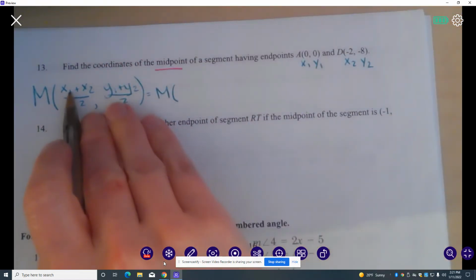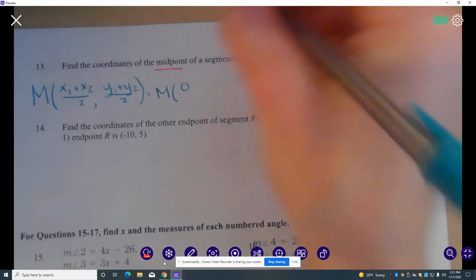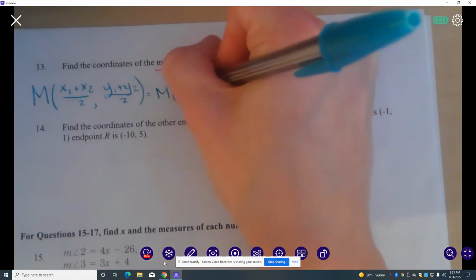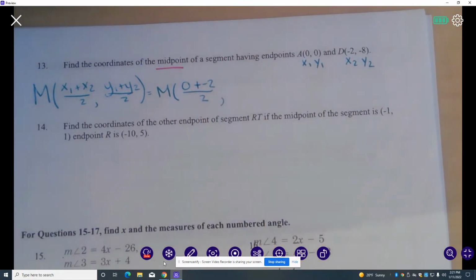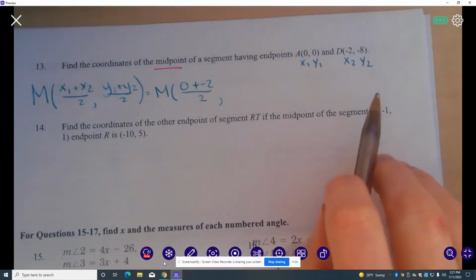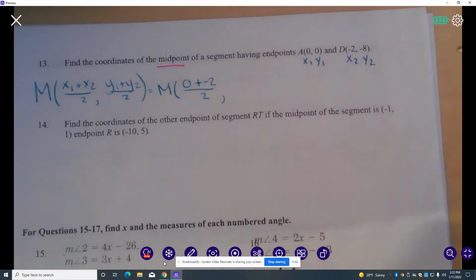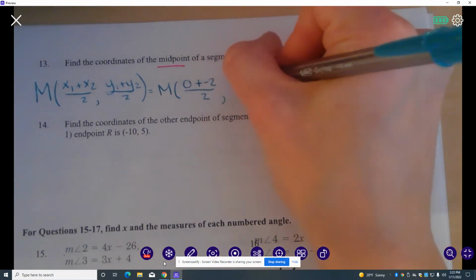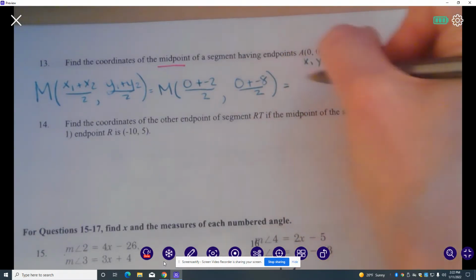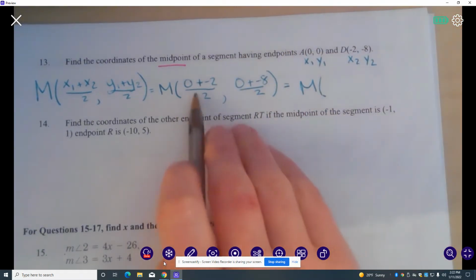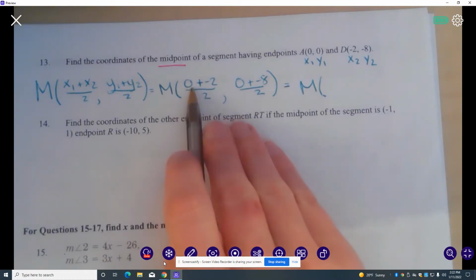Okay, so x1 plus x2 will be on the top, divided by 2. When I do that, that will be the x coordinate of the midpoint. And then y1 plus y2, so 0 plus -8, and then divided by 2. I'm going to go ahead and simplify this. So add before you divide.